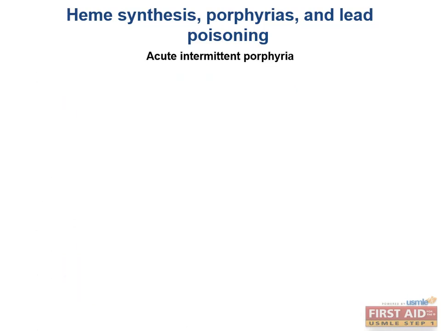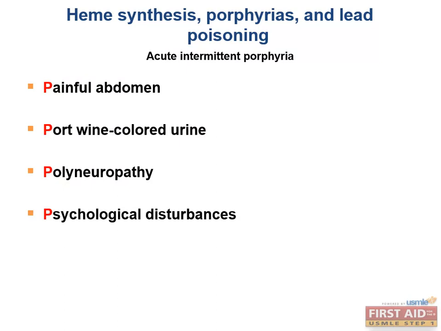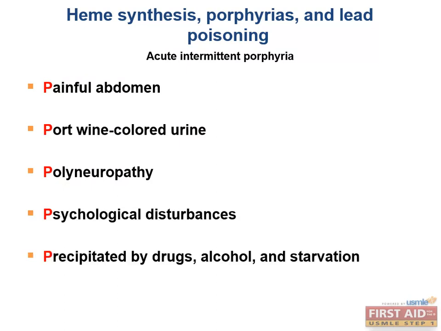Acute intermittent porphyria can be remembered by the 5 Ps: painful abdomen, purple or port wine colored urine, polyneuropathy, psychological disturbances, and precipitation by drugs like barbiturates, alcohol, and starvation. One little tidbit is that porphyria is Greek for purple pigment, and the disease is named for the characteristic urine pigmentation. When we think about treatment, we should first make sure that we understand what the problem is.